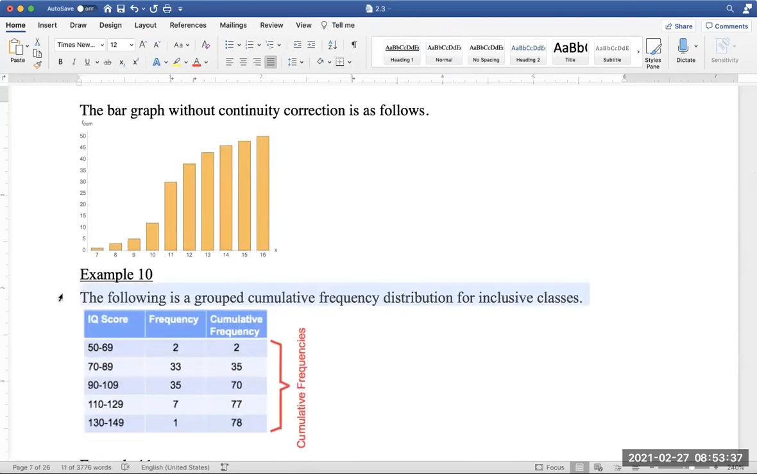The following is a group cumulative frequency distribution for inclusive classes. So 2 plus 33, 35, plus 35, 70, plus 7, 77, plus 1, 78.